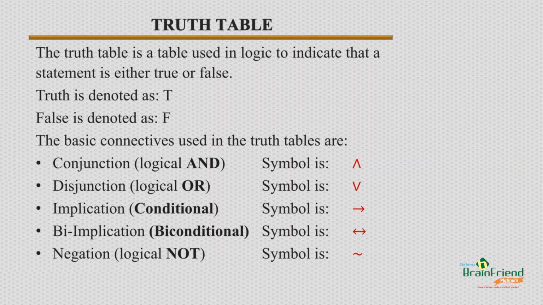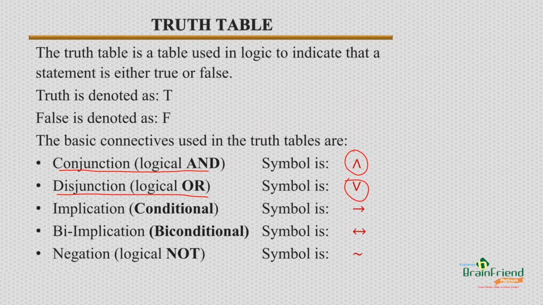If it is true, it will be denoted as T, and if it is false, it will be denoted as F. In the truth table, statements are connected using what we call the connectives. The basic connectives are the conjunction, also referred to as logical and. The symbol is a caret sign. The next is disjunction, also known as logical or, and the symbol is like a small v.